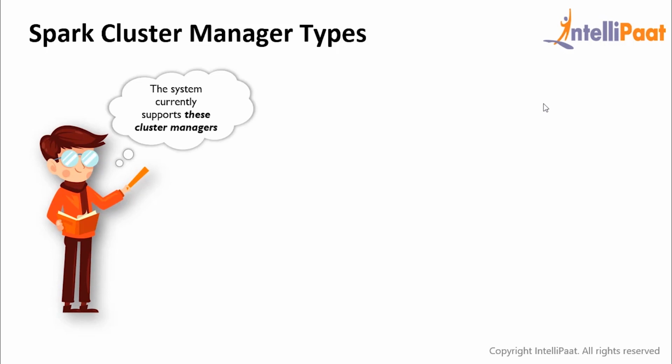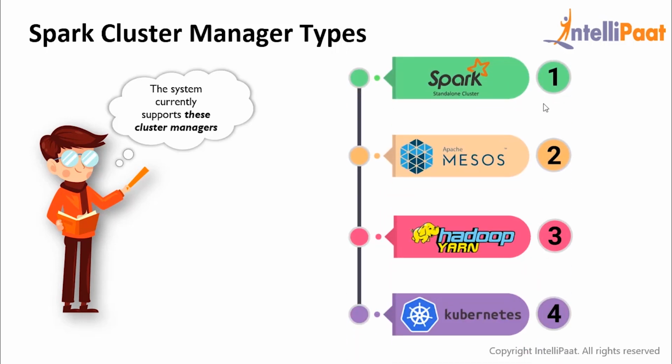The system currently supports these cluster managers. So we have Spark standalone cluster, which is a simple cluster manager included with Spark that makes it easy to set up a cluster. Then we have Apache Mesos, which is a general cluster manager that can also run Hadoop MapReduce and service applications. After that, we have Hadoop via Yarn, and we can also deploy it with Kubernetes, which is an open source system for automating deployment, scaling, and management of containerized applications.